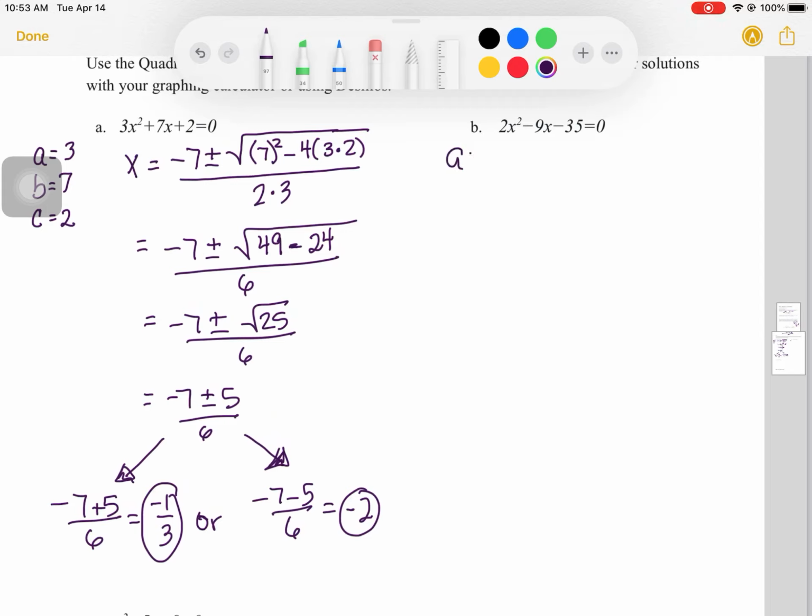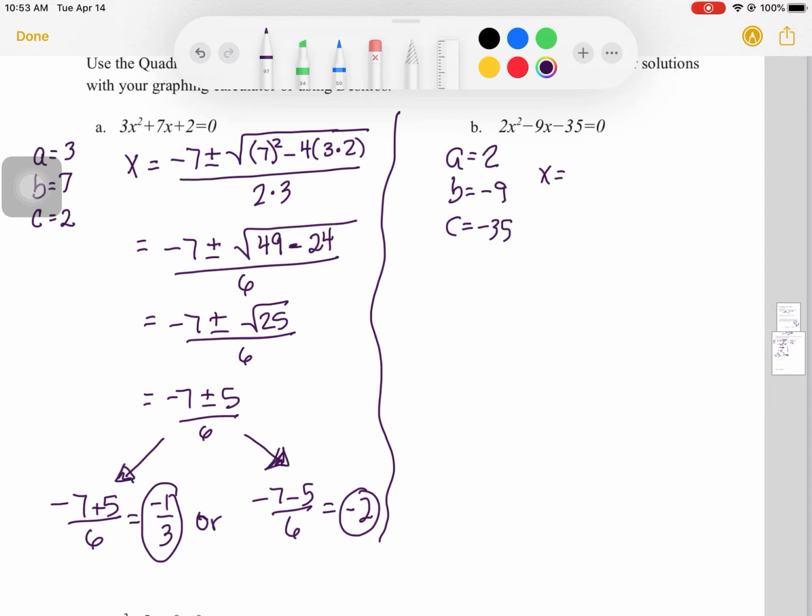We're going to start this process again for B. We're going to start the exact same way. The very first thing I always do is write down my values for A, B, and C, which happen to be 2, negative 9, and negative 35. So this is going to put into play a few extra problems here, things that might get in our way a little bit. I'm just going to put a division here so that we have some room to work.